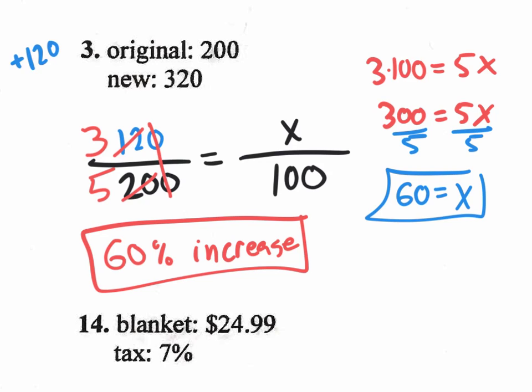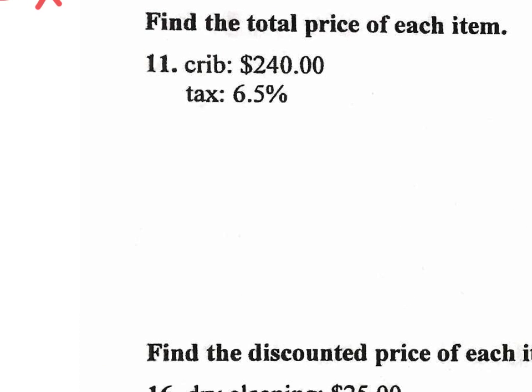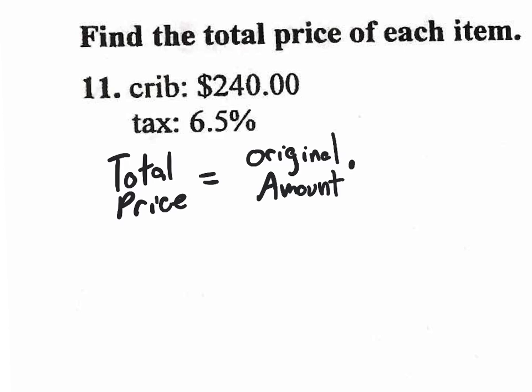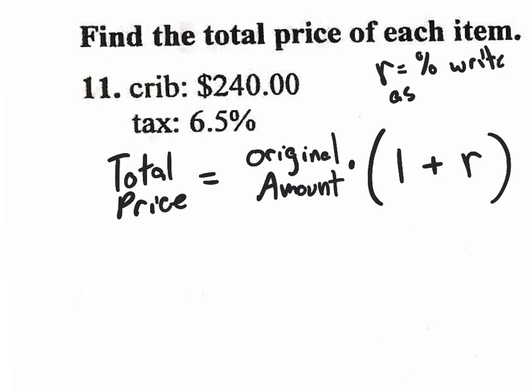All right, let's jump to the next type of question that we're going to be doing. We're not going to be cross multiplying on these guys. Let me jump to number 11 here. Right here, they want us to find the total price. So yes, we could cross multiply to find out the taxes and then add it to the original amount, but we should know that shortcut from our notes. The shortcut was total price equals the original amount times parenthesis 1 plus, it's a plus because we're calculating taxes, which is obviously going to make it go up. And this is R, which is the rate. R is the rate, but you want to write as a decimal.